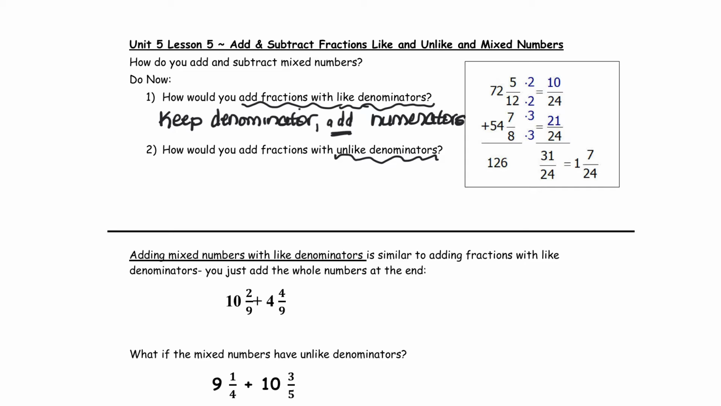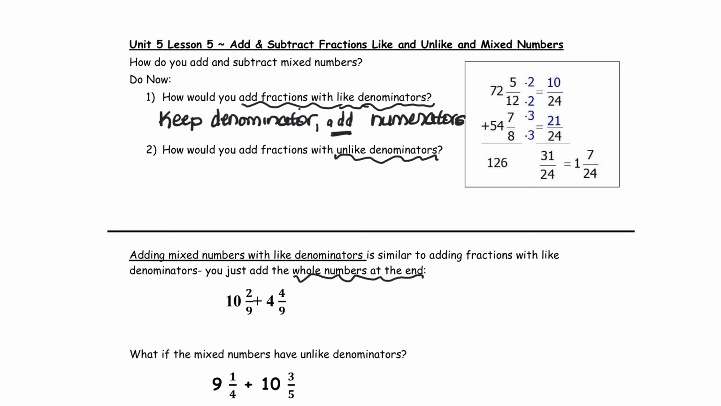Exactly. We need to find the least common denominator or multiple. So we'll say here we're going to find the least common denominator. You should be writing this down and filling this in, also known as the LCM. Okay, let's move on. Adding mixed numbers with like denominators is similar to adding fractions with like denominators. You just add the whole numbers at the end.